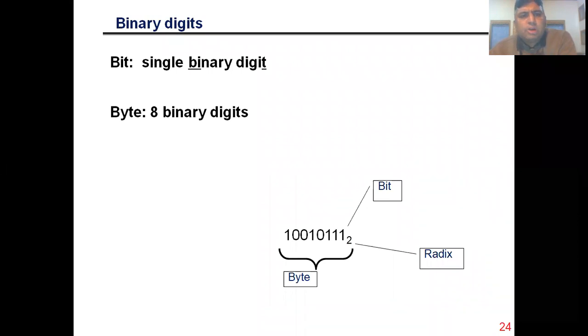A bit is a single binary digit. A byte is 8 binary digits. We already defined that 8 bits are called a byte. One single digit is called a bit, and base 2 is the radix.